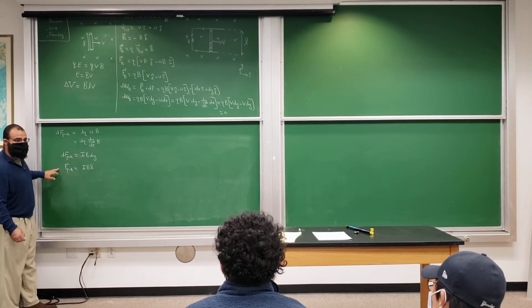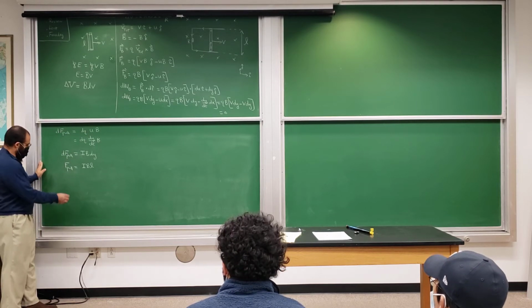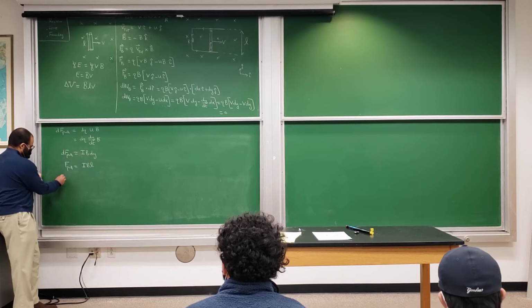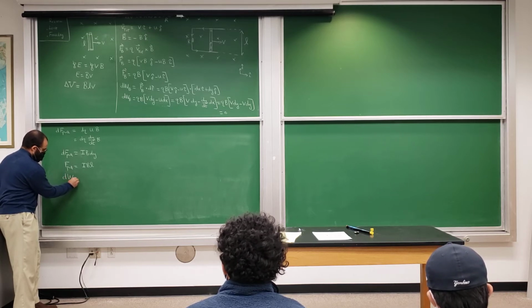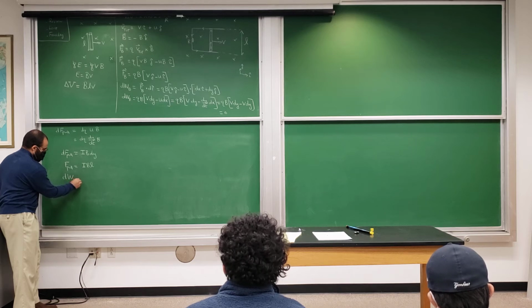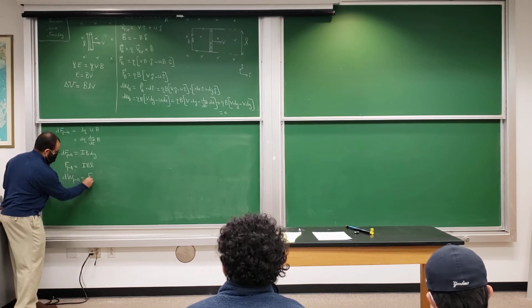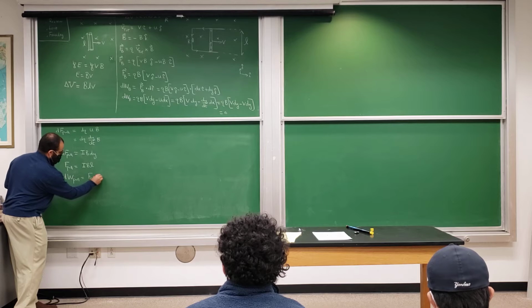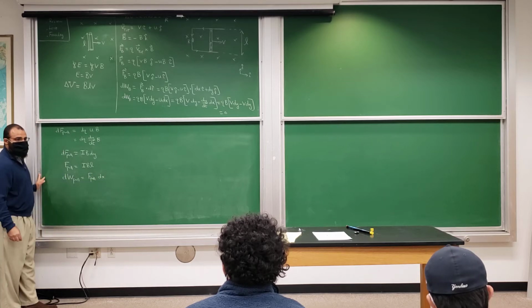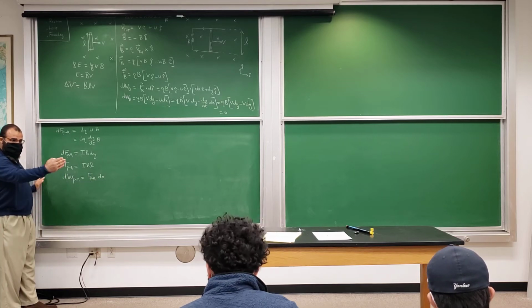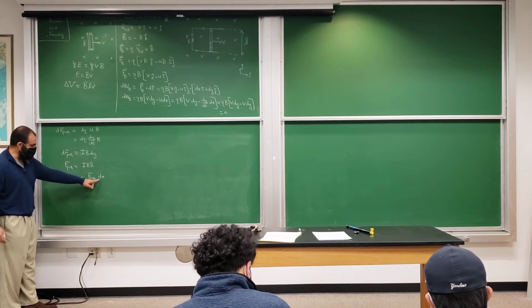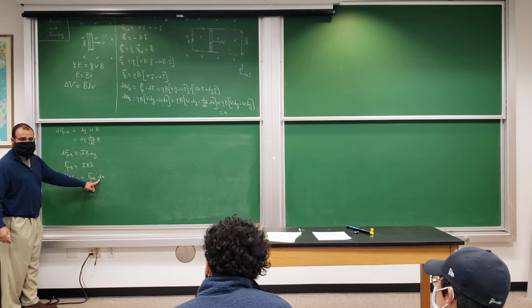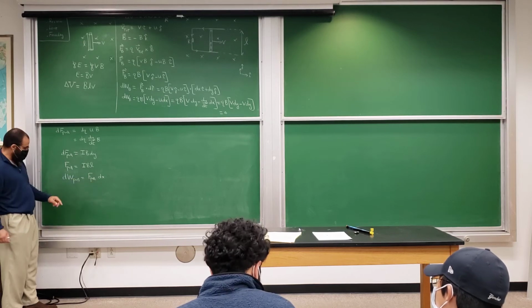So that's the pull. So how much work are we doing? Well, let's see. Let's put dW pull is equal to F pull dx, right? If you pull it an amount dx to the right, that's how much work you do, right? F dot dr, but dr in this case is just dx for the rod, it's moving to the right.